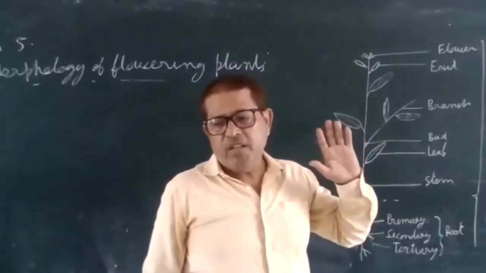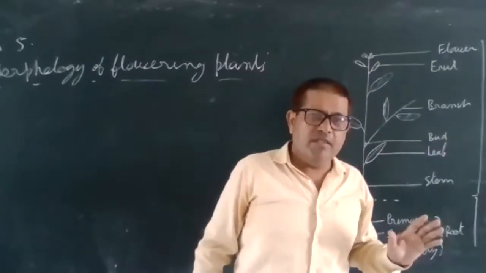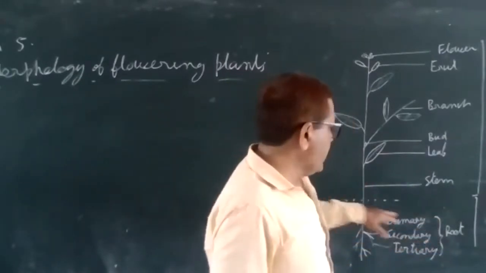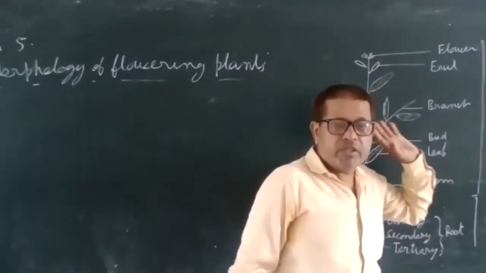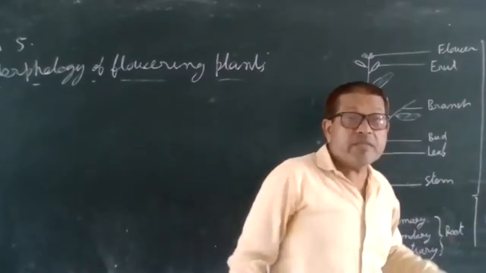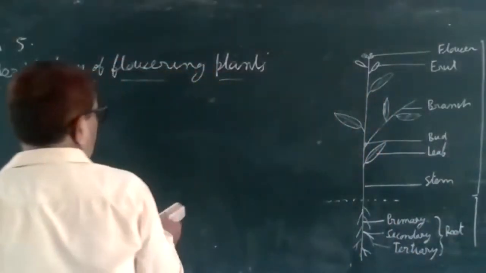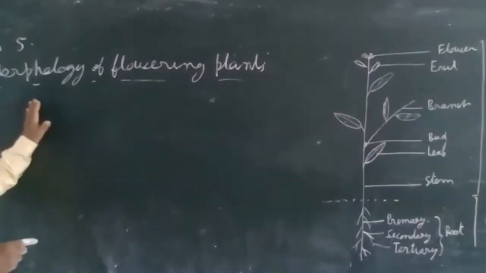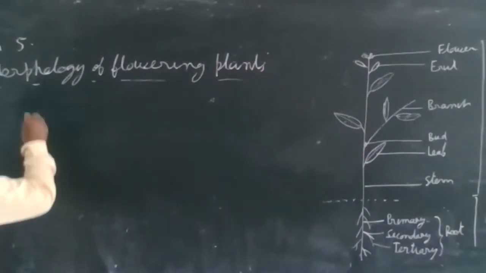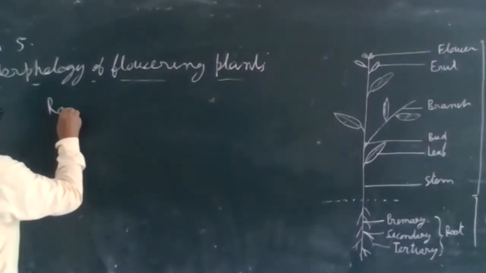So we have to discuss one by one. First are the different parts of the system. Then stem, leaf. So first, we have to discuss the root. This is the root.